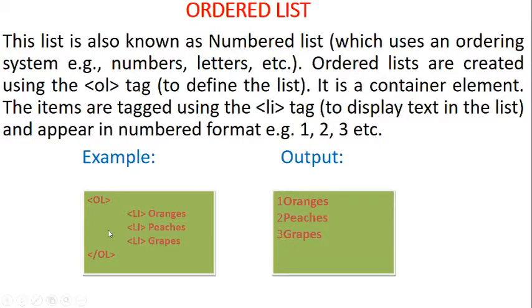As you can see in the example, this is the syntax of the OL list. Whatever text we want to write in list format, we need to write between the opening and closing of the OL tag, followed by the li tag before each and every text. And you can see the output here, displaying by default numbers 1, 2, and 3.